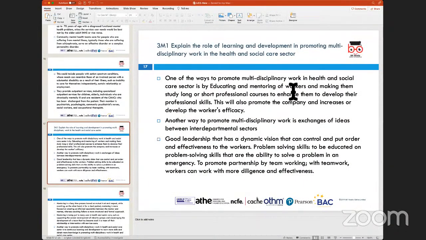Now, the merit assessment criteria for us looks at explaining the role of learning and development in promoting multidisciplinary teamwork. Here, if I have to look at what we need to cover in this particular assessment criteria, we talk about the establishment of multidisciplinary teams, which work in collaboration to provide, let's say, care to patients.